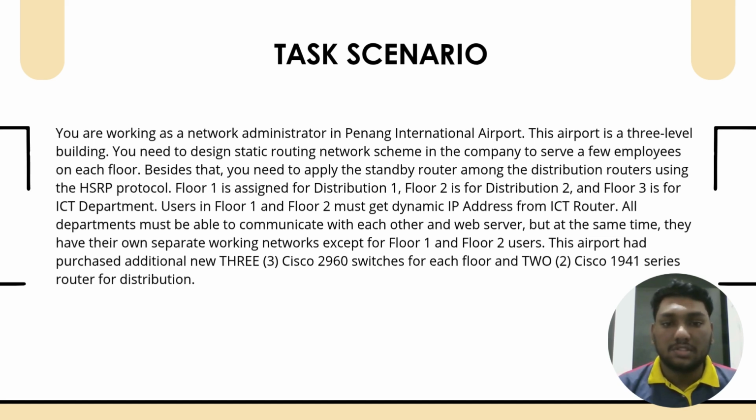Floor 1 is assigned for distribution 1, floor 2 is assigned for distribution 2, and floor 3 is for the ICT department. Users in floor 1 and 2 must get dynamic IP addresses from the ICT router. All departments must be able to communicate with each other and the web server, but at the same time, they have their own separate working networks except for floor 1 and floor 2 users. This airport has purchased three additional new Cisco 2960 switches, one for each floor, and two Cisco 1941 routers for distribution.